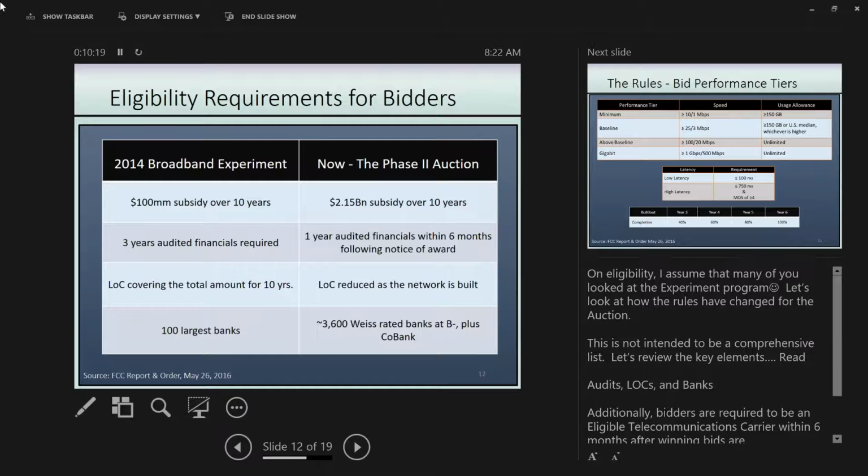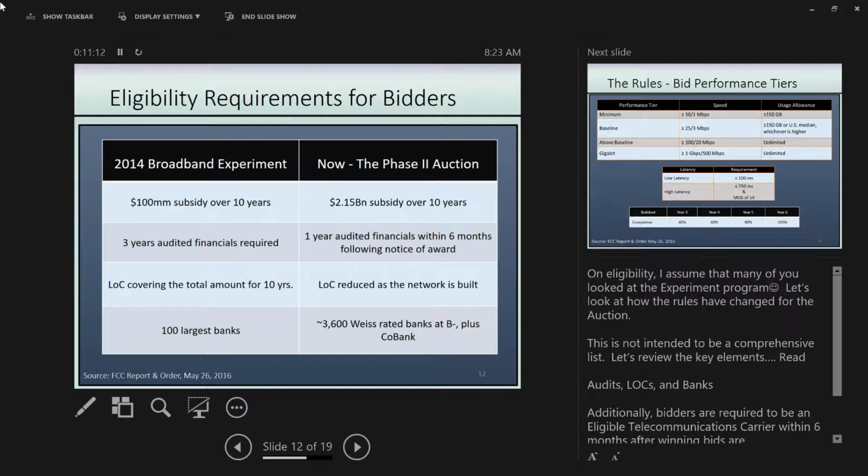So at a very high level, and this is not intended to be a comprehensive list, let's review the key elements. And we know that there's considerably more money available over the 10-year period. We may recall that in the experiment, 3 years of audited financials were required. And typically a small private business has little requirement for an audit. However, the FCC does require some protection in knowing that the business is a qualified and going concern. As a result, they did determine relative to this auction that 1 year of audited financials are required, and to the extent that you do not have that going into the bid, should you be named a provisional winner, you are provided a 6-month window to provide those audited financials to the FCC.